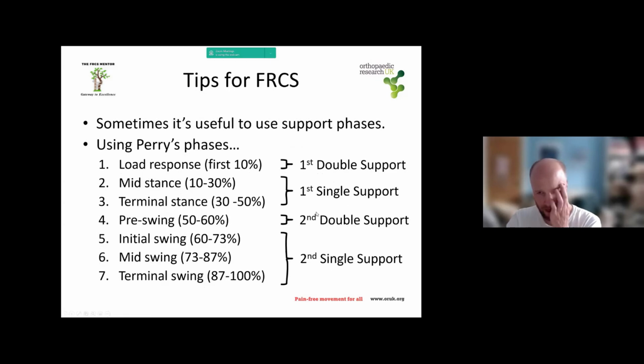And the other thing you might come across is double support, single support. So you've got first double support, which is load response, and you've got both feet on the ground. Then first single support, so one foot in stance phase, the other foot in swing phase. Then you've got second double support, so this is in pre-swing, the end of stance phase for one limb, and the other limb is now in load response. And then your second single support during swing phase. So sometimes you'll see these phases described: double support, single support, double support, single support.